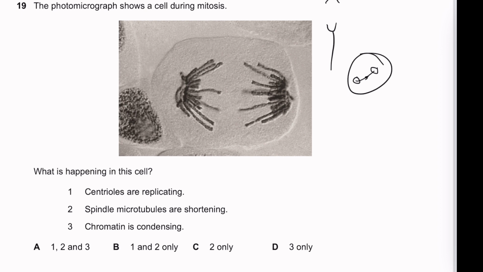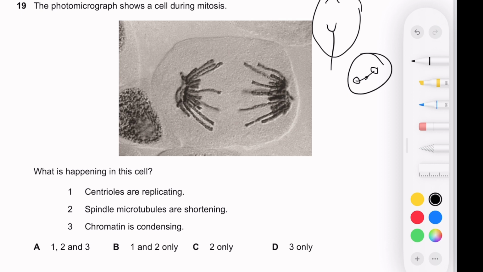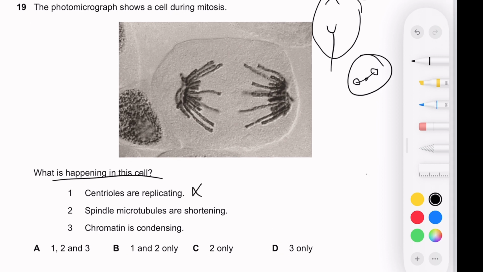Now the photomicrograph shows a cell during mitosis. What is happening in the cell? We can see it's anaphase because it looks like what I drew here. Not exactly, but a little bit, right? What is happening in the cell? Centrioles are replicating? No, that happens during G2 in interphase. And if you are not familiar, it looks something like this.